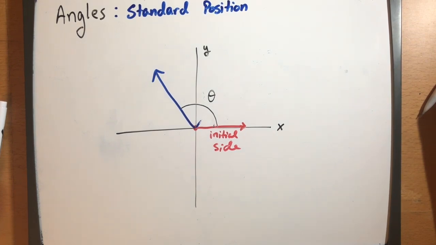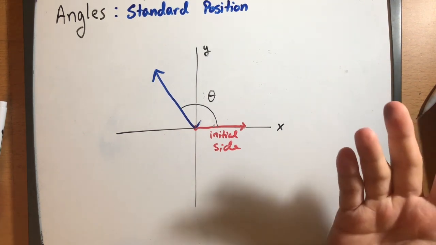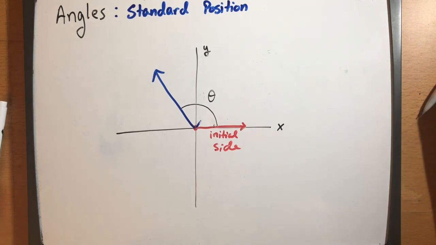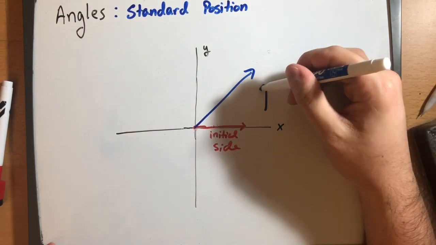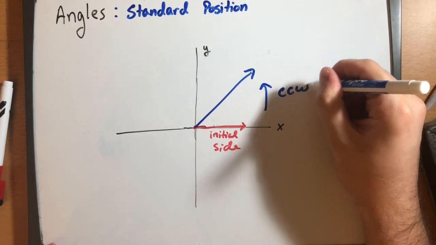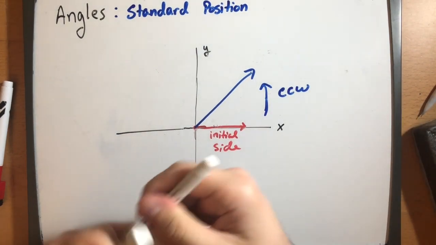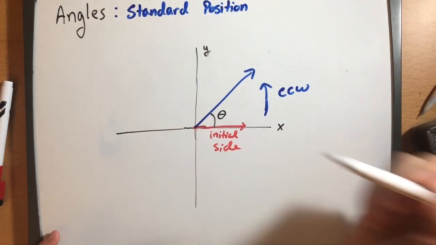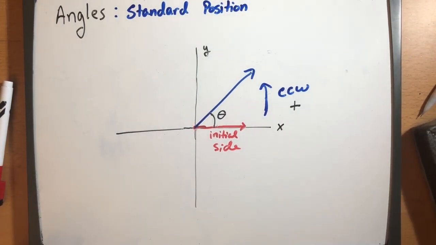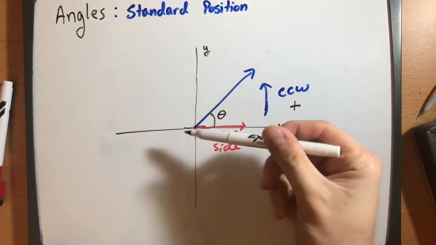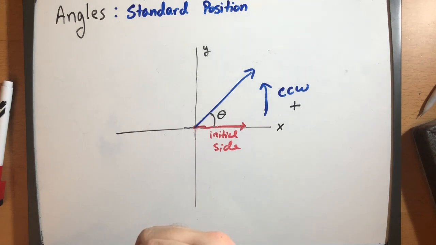Okay. Now, normally we deal with positive angles, but there is such a thing as negative angles. So when angles are in standard position, we can tell the difference between a positive and a negative angle. If the terminal side were to move in a counterclockwise direction, this angle here would be positive. So we start from an angle of 0, and then the angle starts getting bigger and bigger and bigger.